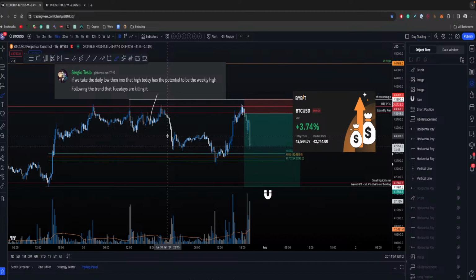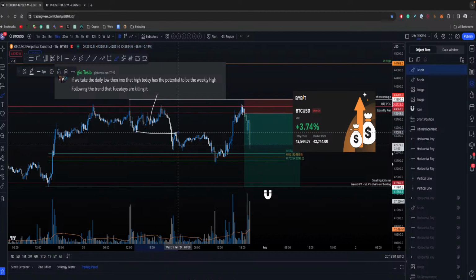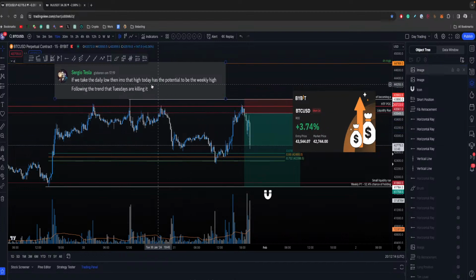That would be very unlikely. So if this would get taken out, then you would know this was the high for the day, and in the end, it happened at the end of the day. But if that would happen, then lower would be more likely. And considering that Tuesdays are killing it, it has a good chance of being high.